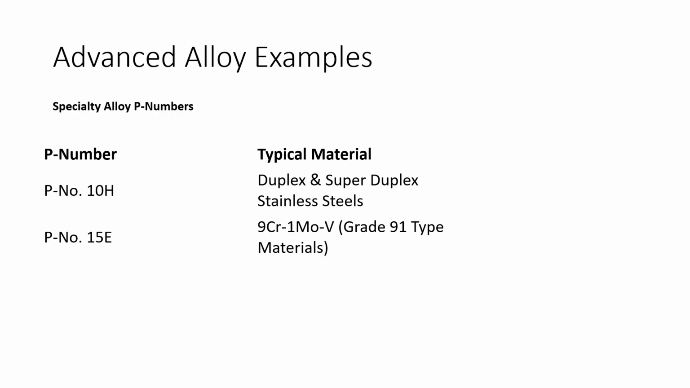All right, here are some specialty alloy numbers that you might run across, and I just threw these in there almost for trivial purposes. The P number 10H is duplex and super duplex stainless steel. Down here in Houston, you'll see that a lot in oil and gas. It's some difficult stuff to weld, a little tricky, but it can be done. And P15E is 9 chrome, 1 moly vanadium. It's a grade 91 type material. It's a creep resistant enhanced ferritic. This is kind of a specialty thing.